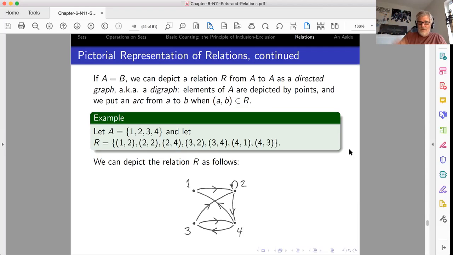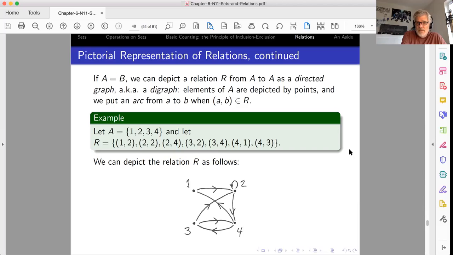You can think of the airline relation that I talked about earlier. It wasn't the same set, but you could do it on the same set if you wanted to. And you'd get arrows from one place to another if there's a direct flight from Air Canada from that city. So the example that I have here, the relation I took is (1,2), (2,2), (2,4), (3,2), (3,4), (4,1), and (4,3). I have an arrow for each one of these pairs. An arrow from 1 to 2. Then (2,2): what we call a loop, an arrow from 2 to 2. There's an arrow from 2 to 4, 3 to 2, and so on.